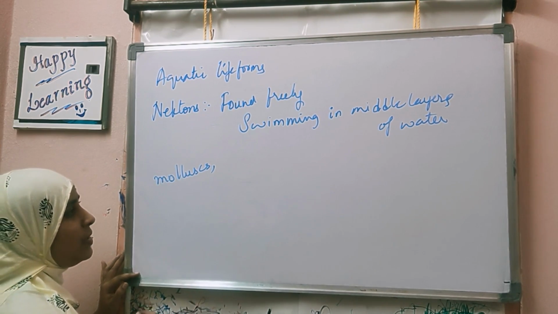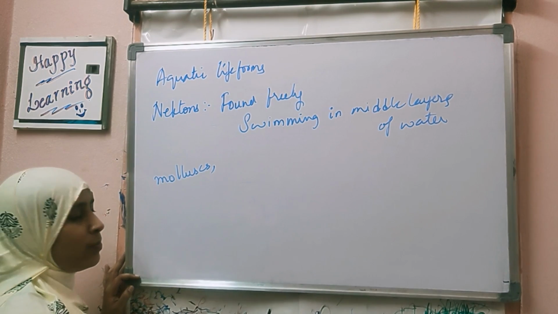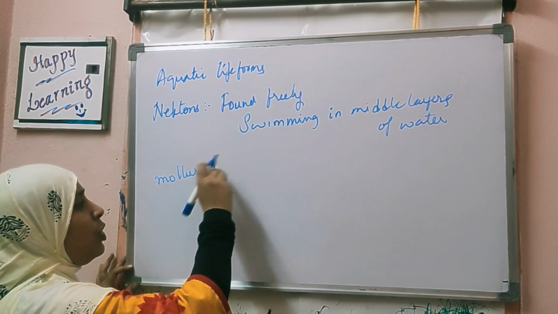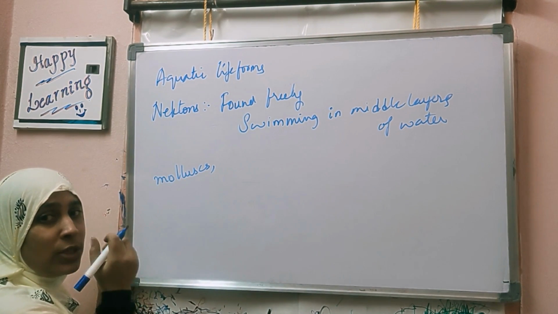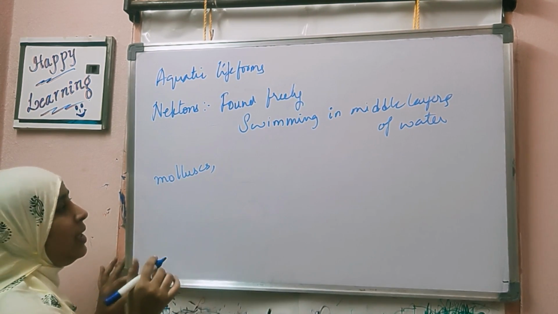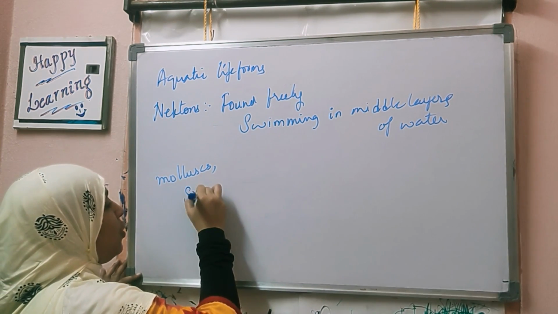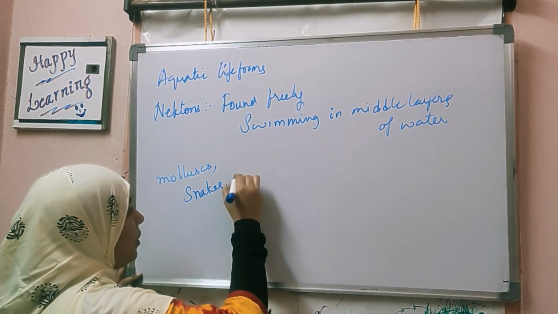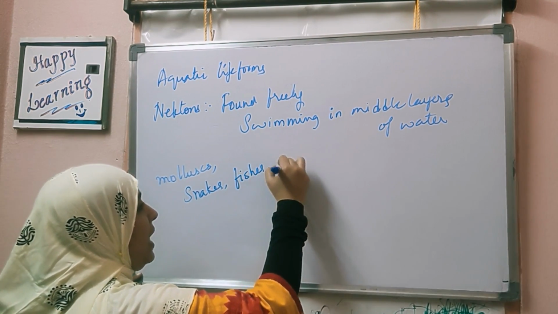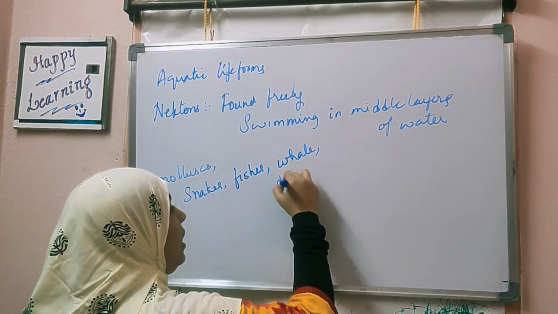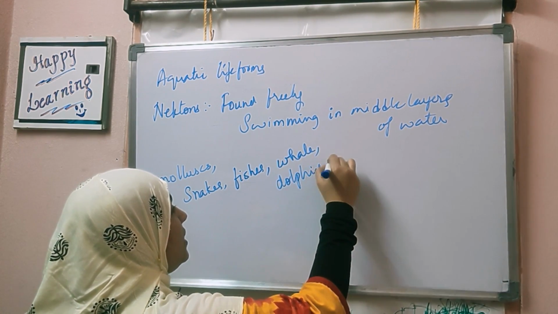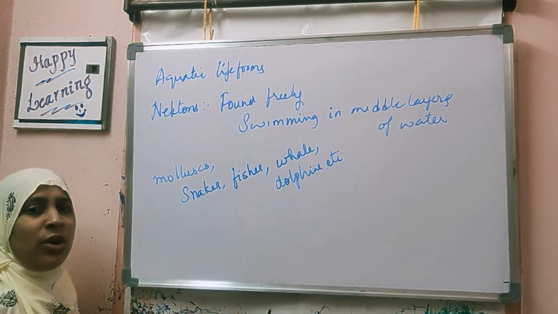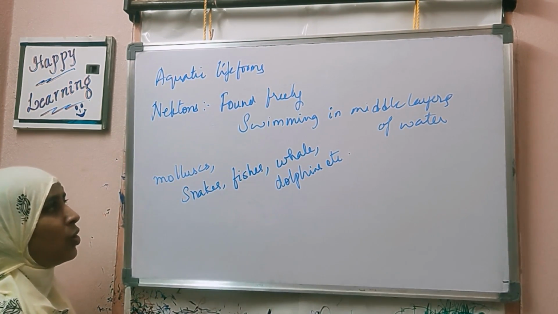Most of the mollusks, snail also settles at the bottom. So we are not discussing about bottom dwelling mollusks. Some of the mollusca are found freely floating in the middle layers. And snakes are also found. Fishes are found, dolphins, etc. You can say so many examples. So these organisms which are found freely floating are called nectons.